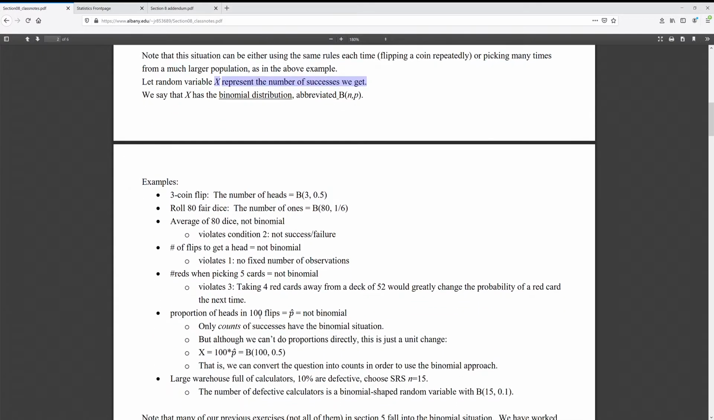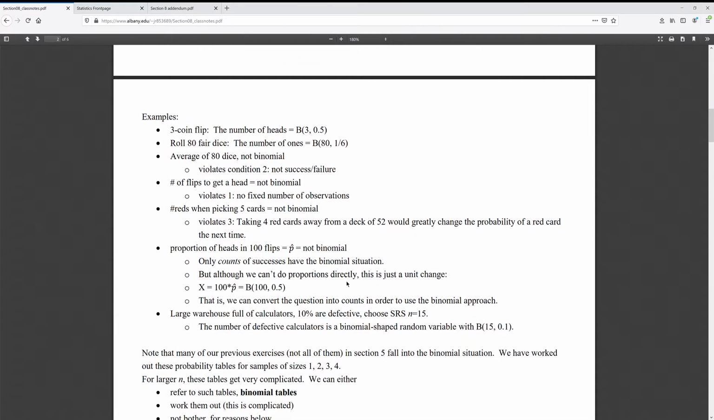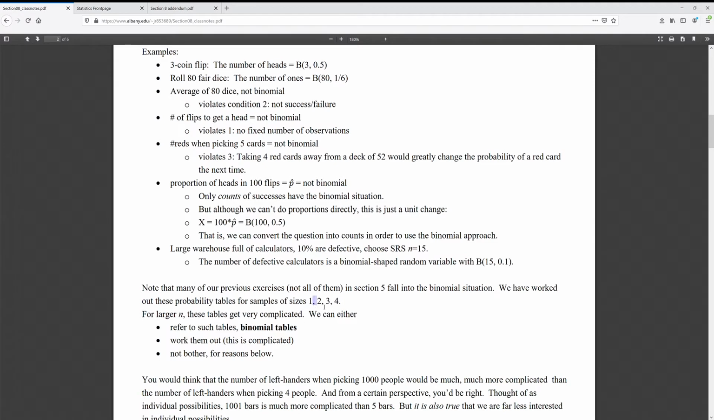We looked at some examples, and we saw that for samples, we did some of these without calling them by this name back in Section 5, for samples of sizes 1, 2, 3, and up to 4 even. Beyond that, they start to get pretty complicated to work out. So computing these binomial distributions can be very complicated. You either use software or you use tables.